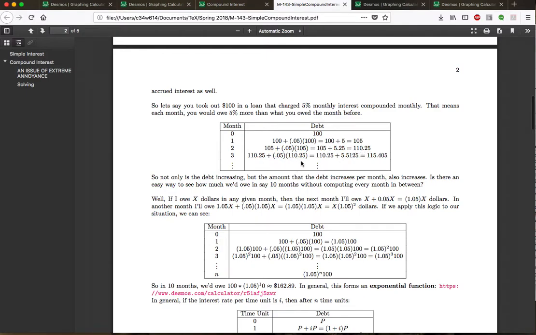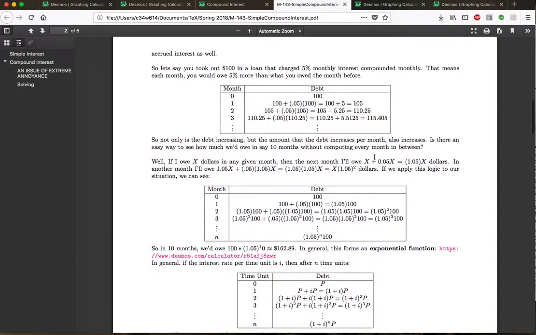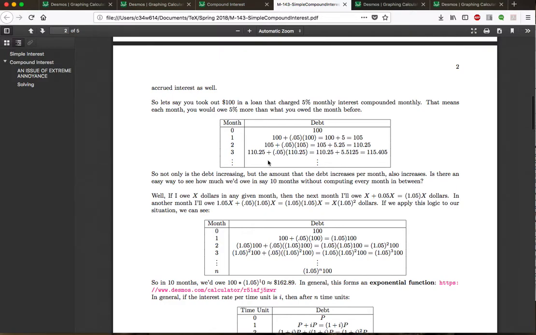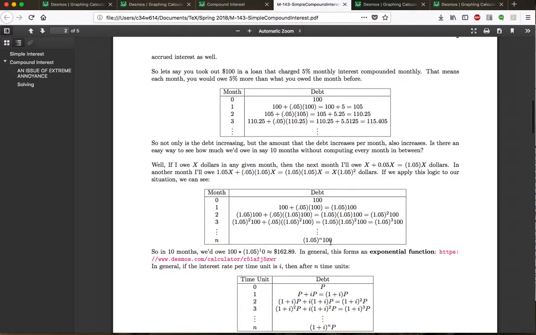And in the third month, you're being charged 5% on the 110.25, not the 100. So now you owe 115.405. And what's happening is every month you're taking what you had before and you're adding on 5% of what you had before. So in essence, every month going forward, you're multiplying your debt by 1.05. So in n months, you're going to owe 1.05 to the n times the original $100.